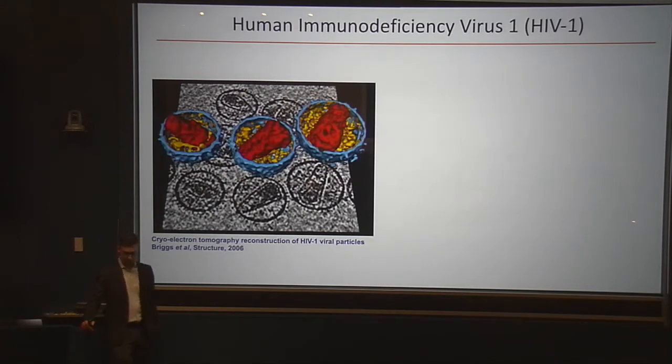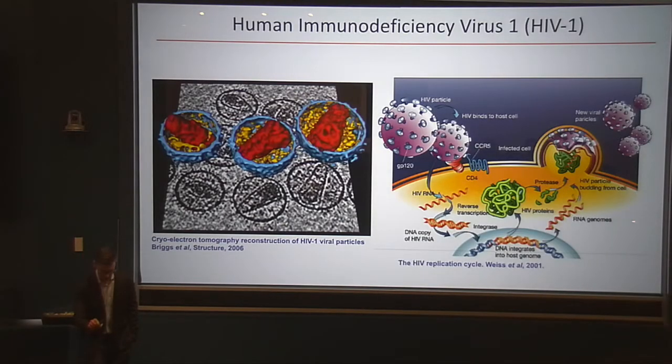So start off, this is HIV. These are cryo-EM images of the virus itself, and then reconstructions of what a viral particle looks like in 3D. These are about 200 nanometers in diameter. And here's what you need to know about the HIV replication cycle for the purposes of this talk.